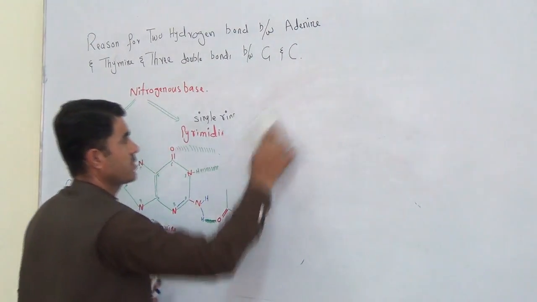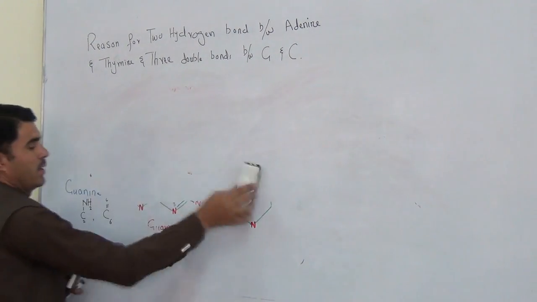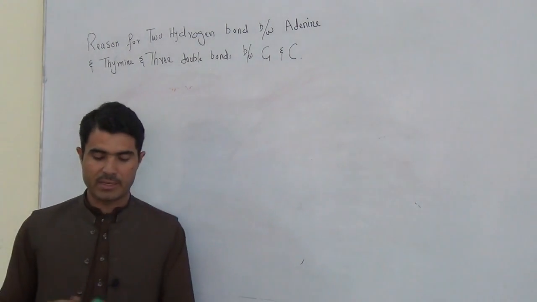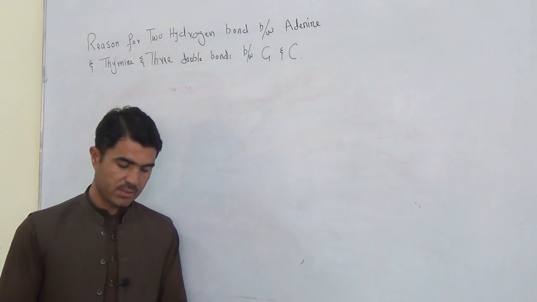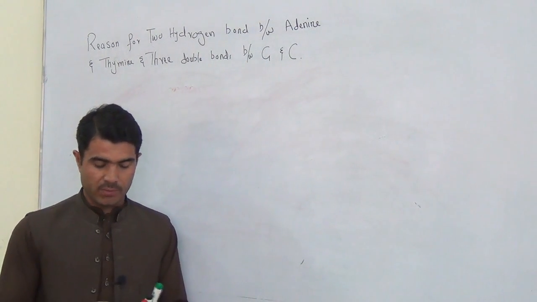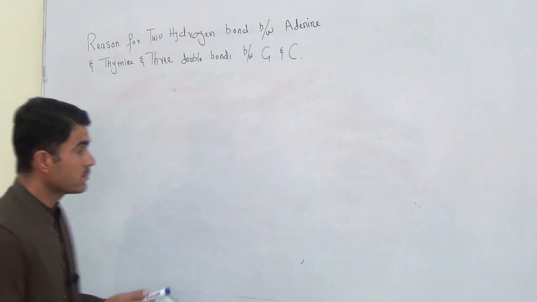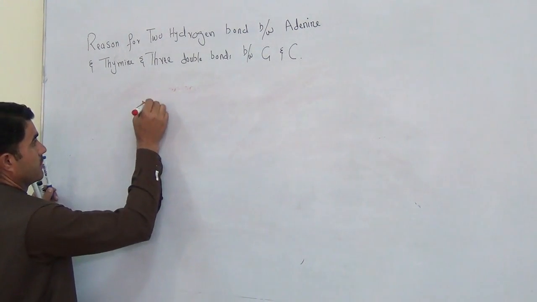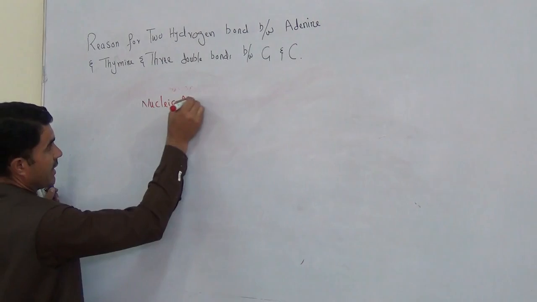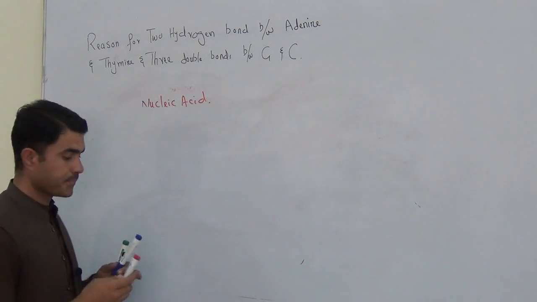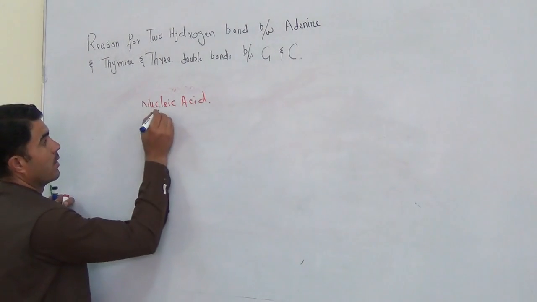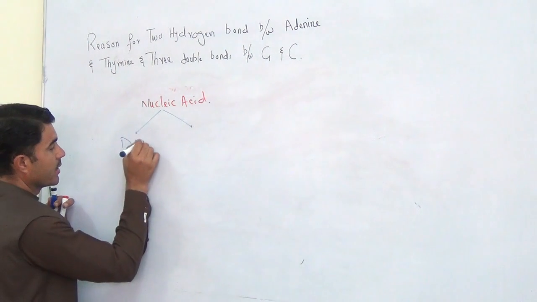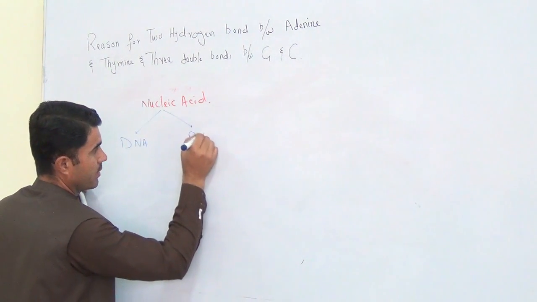Now I will erase all this once again, and now I'll come to the structure of the DNA and RNA. As I told you in the beginning of my class, we will first start with a simple lecture and then slowly come to the detail. So here is the nucleic acid once again. The nucleic acid is of two types. One is the DNA, and the other one is the RNA.